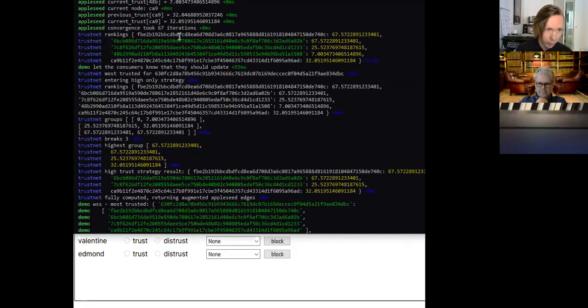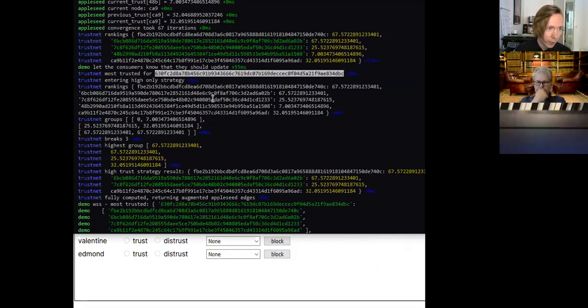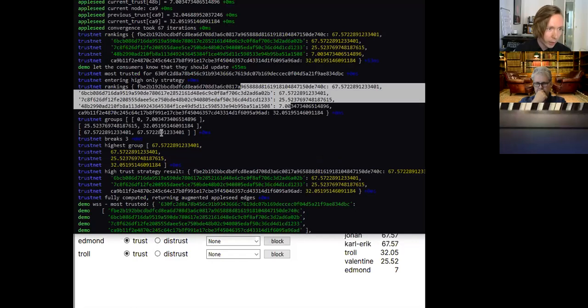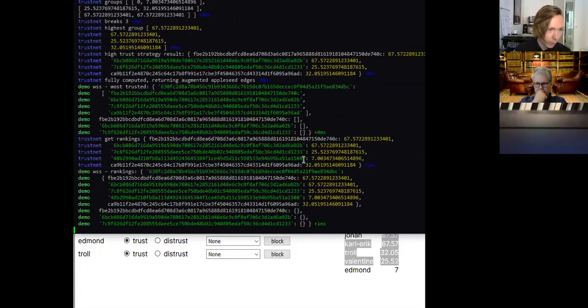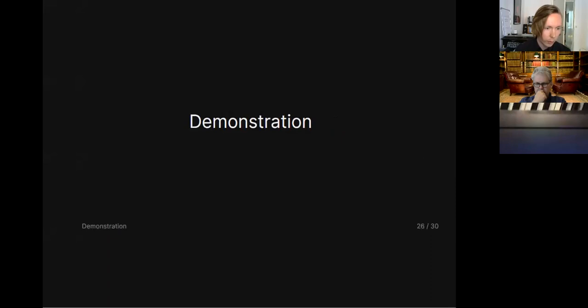And that took 67 iterations. So yeah, and then we get the rankings and we want to know the most trusted for this participant, which is me. And we take the rankings, we split them into groups, and we see these are the groups with the most trusted. It's four of them. And we can also try to map here, 25, 32, 67, 67. Yep, that makes sense. And then we return that. So that's basically the demo. And let's try to wrap it all up before I run out of time.